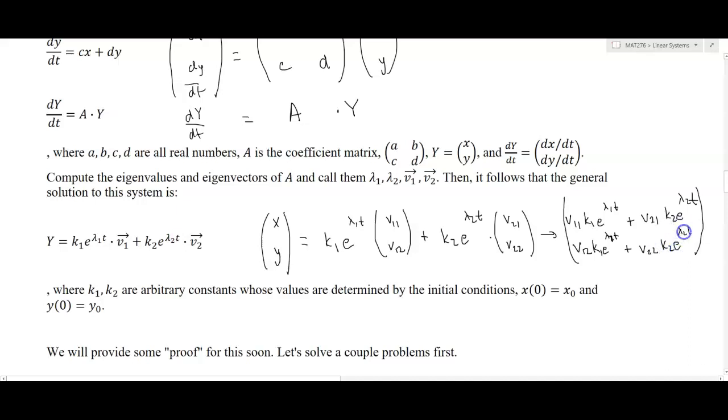So you can see that both of these are going to be exponential functions. The lambdas could be positive, negative, they could even be complex, but this is what x of t and y of t will look like. So we can think about this as x of t, this whole thing, and we can think about this as y of t. And so we have our solution to that system. K1 and K2 are arbitrary constants as usual, whose values are determined by the initial conditions. X of 0 equals some x value, x naught, and y of 0 equals some y value, y naught.